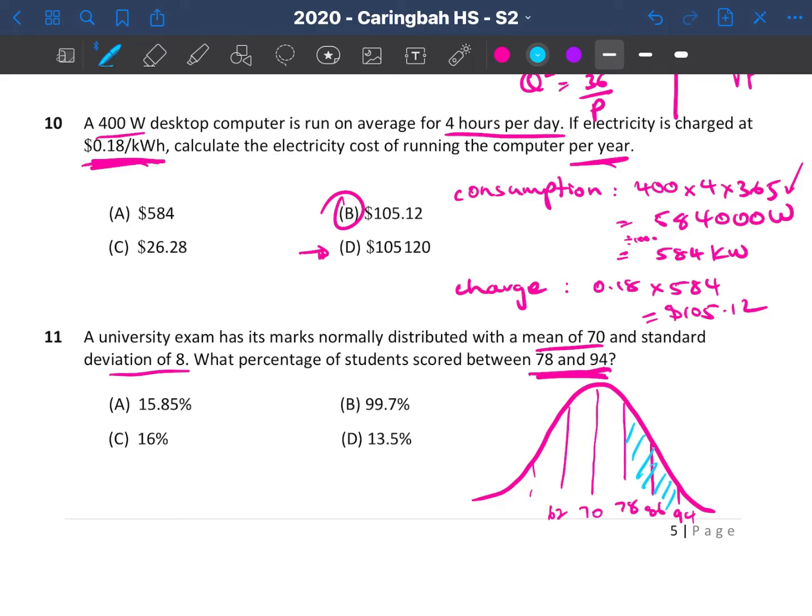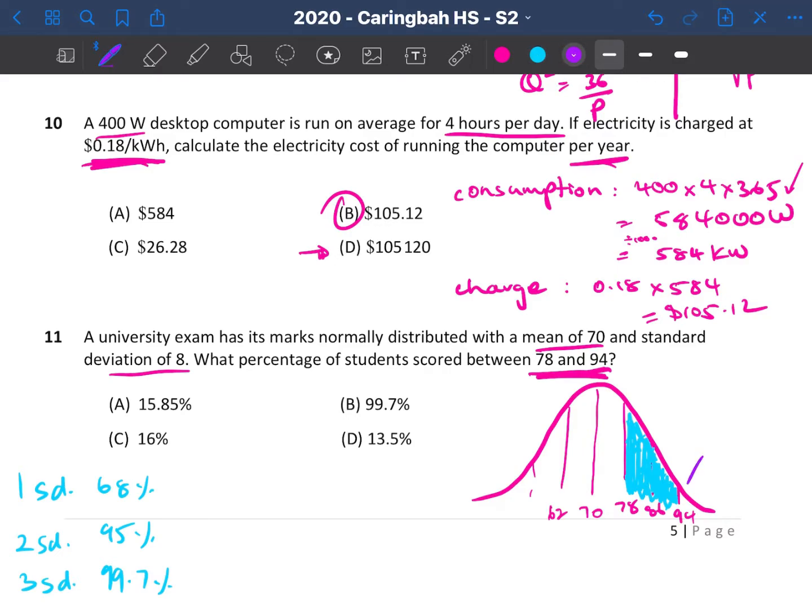Now, on your reference sheet, I know that if I'm 1 standard deviation away, that's 68% of my scores. If I'm 2 standard deviations away, it's 95% of my scores. And if I'm 3 standard deviations away, it's 99.7% of my scores. I want this blue section here, and this score of 94 goes up to 3 standard deviations.